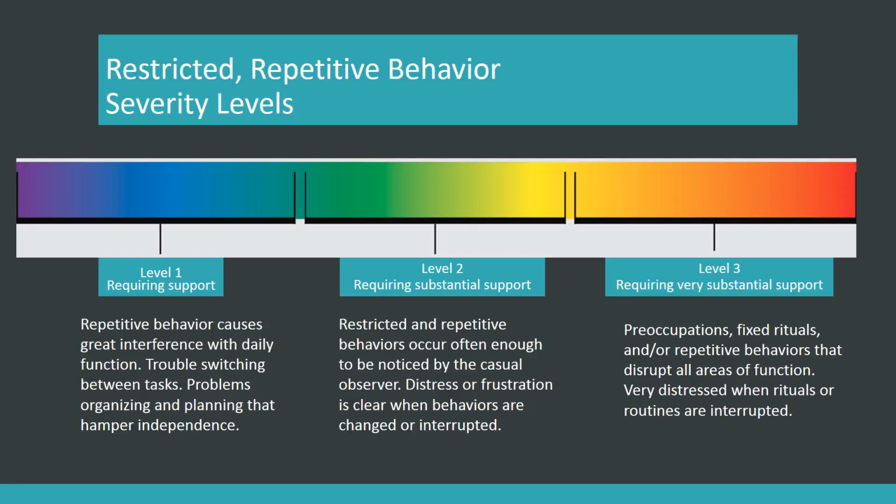Level 3, requiring very substantial support. Preoccupations, fixed rituals, and/or repetitive behavior that disrupt all areas of function. This person becomes very distressed when rituals or routines are interrupted.